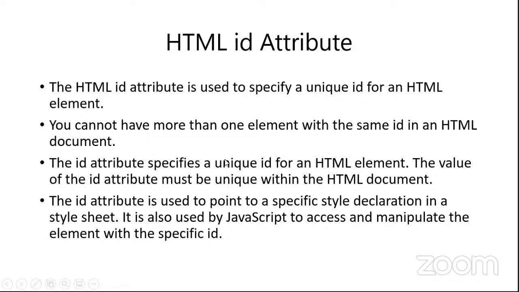So what is the difference between the ID and the class? The class is common. We can use the same class multiple times, and the ID is like our national ID, because it's unique. It's the same as a national ID, or anything which is unique. ID is unique, and we cannot use the same ID multiple times.